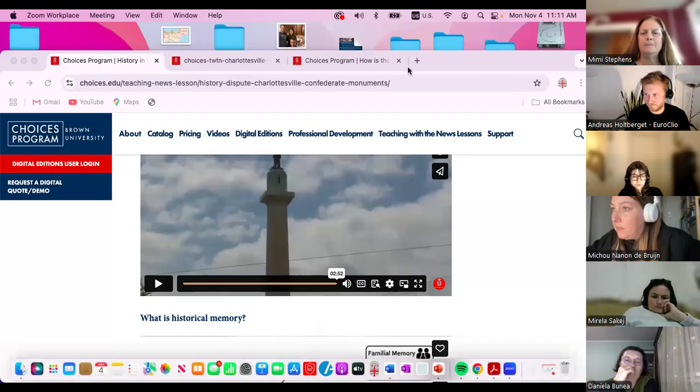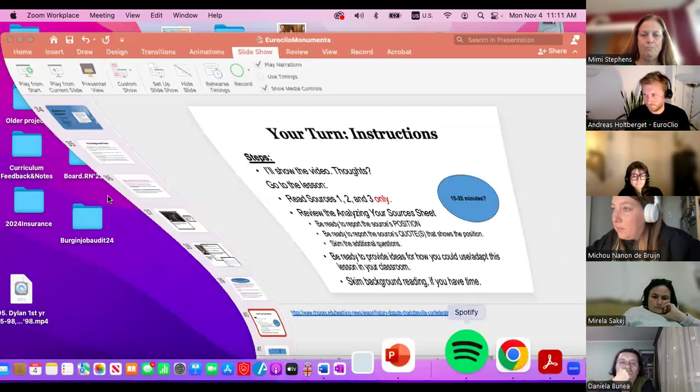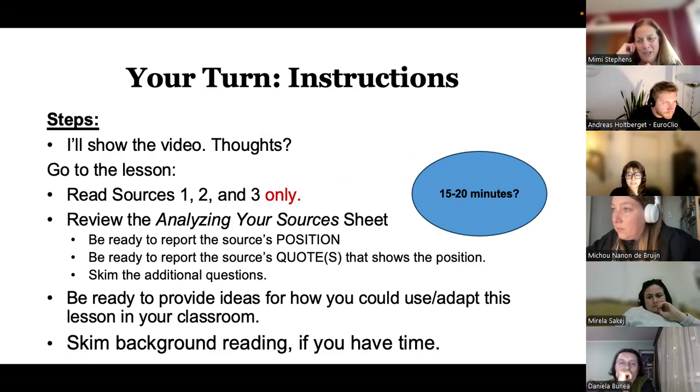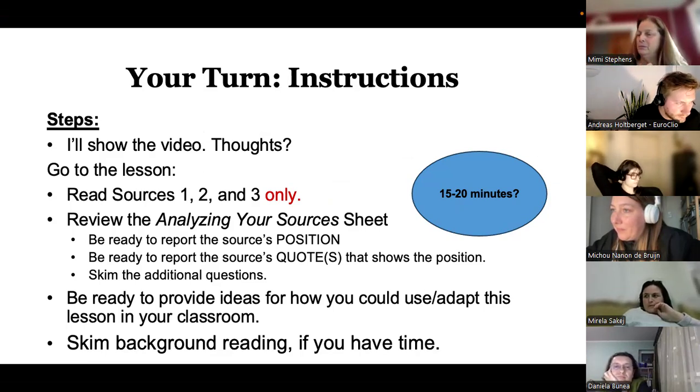So please go ahead and read source 1, 2, and 3. So again, source 1, 2, and 3, and I was going to give you 15 or 20 minutes. I think you have like 10 minutes. How about that? 10 minutes, read source 1, 2, and 3, and then see if you can report out on what the source says the position is about taking down the monument or not, and the quotes you're going to use, and then we'll move us into wrapping it up.